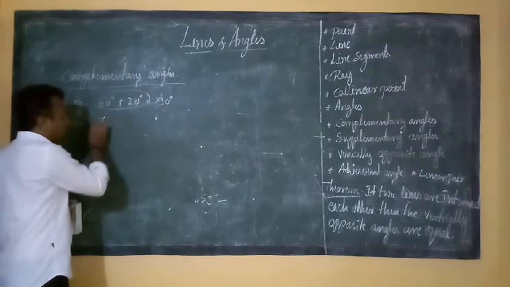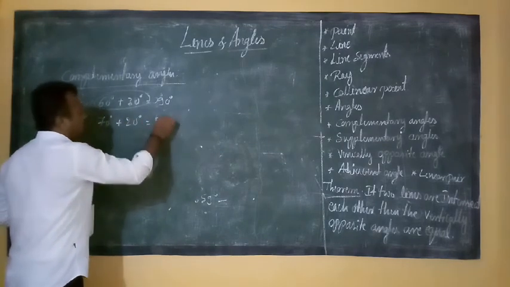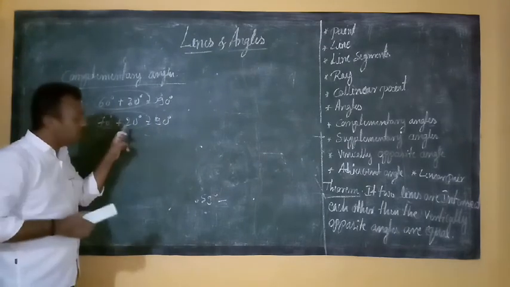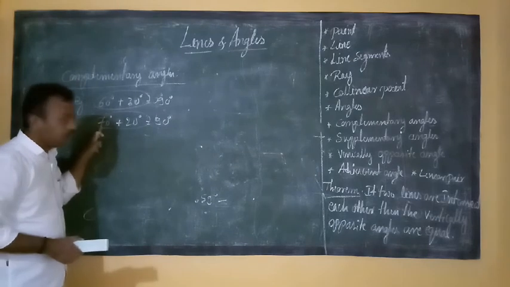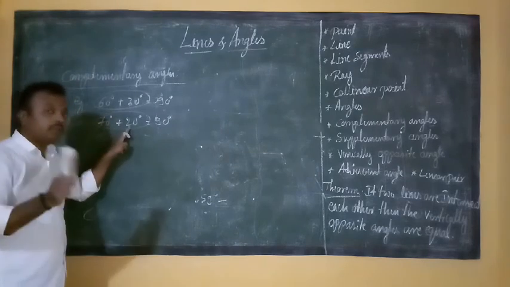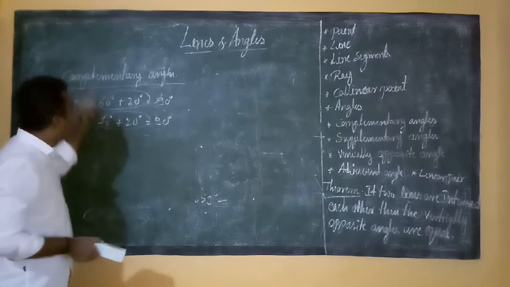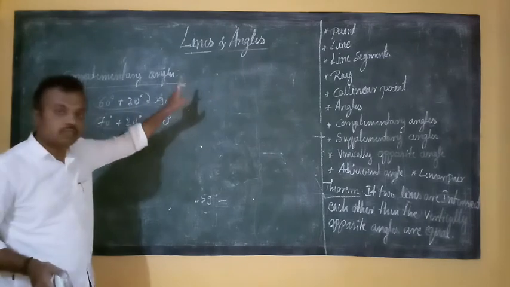I will take another example, 70 degrees and 20 degrees. We get 90 degrees, so these two are complementary angles. What is the complementary angle of 70 degrees? 20 degrees. What is the complementary angle of 20 degrees? 70 degrees, vice versa. Like this we have to learn complementary angles.